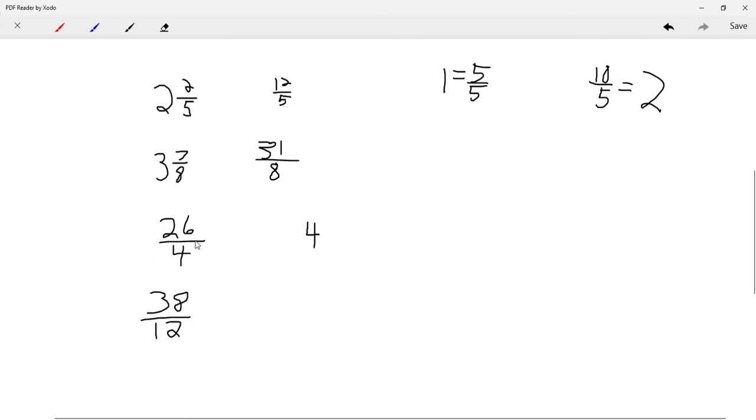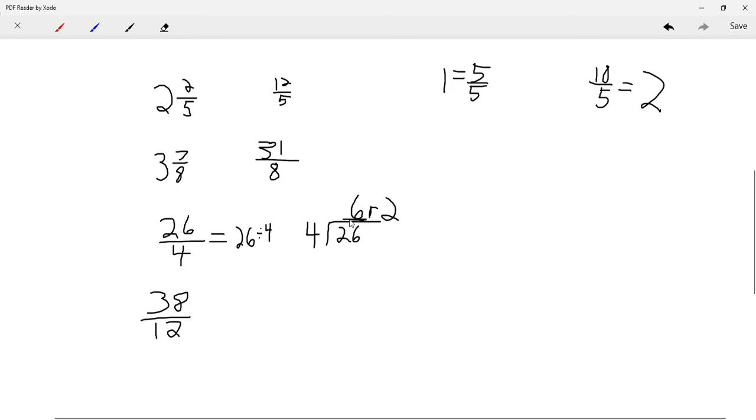The fraction bar is literally a division bar. So this is literally the same as this. Exactly the same. The fraction bar just means division. Okay, so what we can do here is just do 4 into 26. How many times does 4 go into 26? The answer is 6, right? Remainder 2.